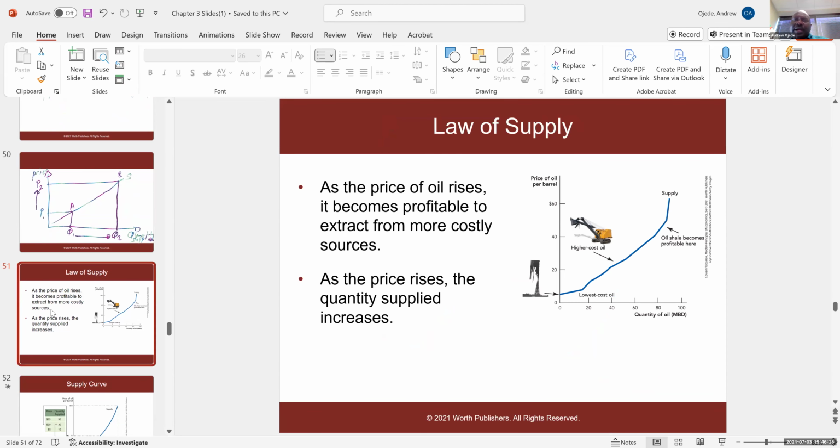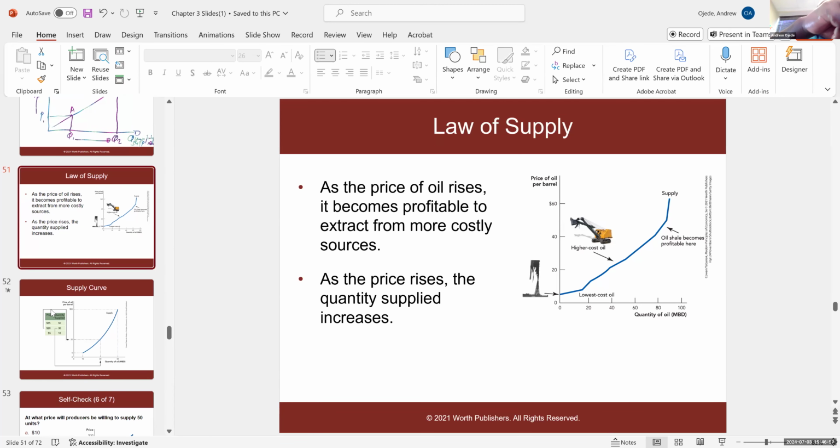So that's the law of supply, I already talked about it. As the price of oil rises, it becomes profitable to extract from even more costly sources. That's right. Because the oil companies want to make more money by producing more and selling it when the price is high. Okay, they're going to find different ways, maybe even doing offshore drilling, which sometimes is costly. As the price rises, the quantity supplied increases as well.